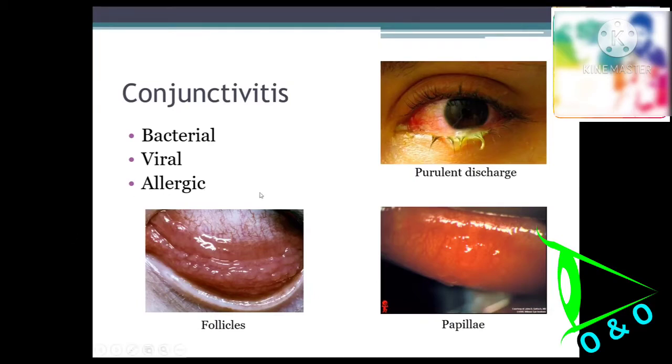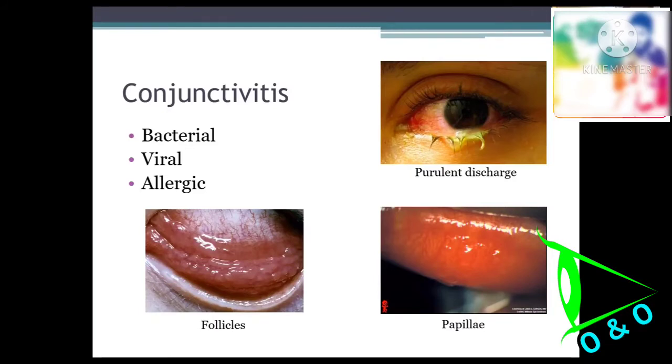So on exam, looking at the palpebral conjunctiva, we can look at conjunctival reactions. Follicles are typically seen in viral conjunctivitis, and a follicle is a cluster of lymphocytes, and there are vessels, but they tend to be more in the periphery of the follicle, less so often right in the center.